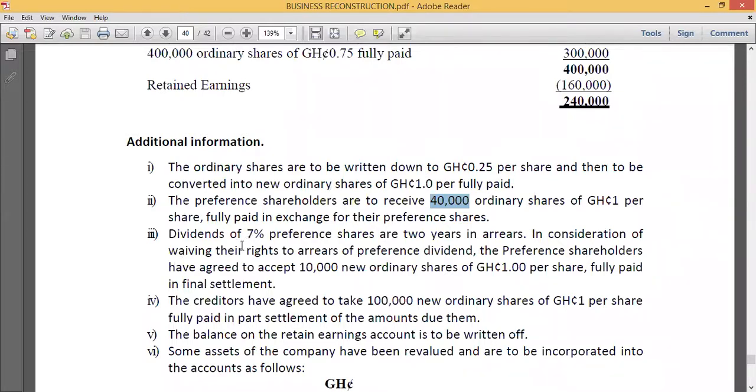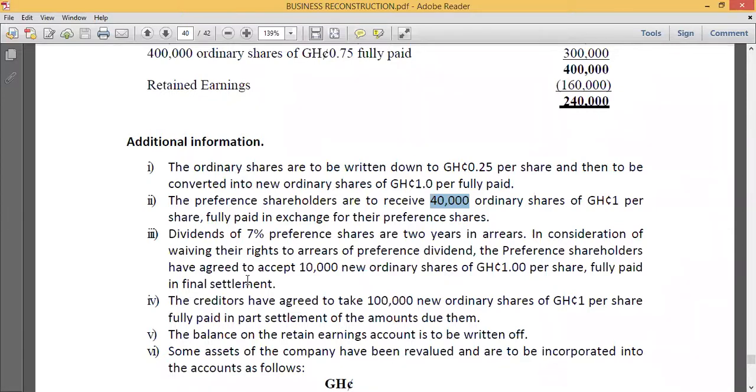Note 3, dividend of 7% preference shares. Dividend of the 7% preference shares are 2 years in arrears. In consideration of waiving their right to arrears of preference dividend, the preference shareholders have agreed to accept 10,000 new ordinary shares valued at one Ghana cedi per share, fully paid in final settlement.